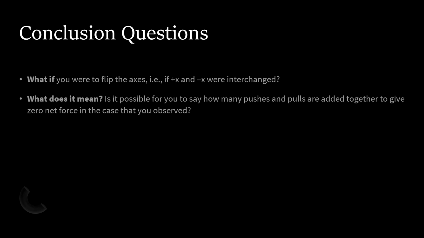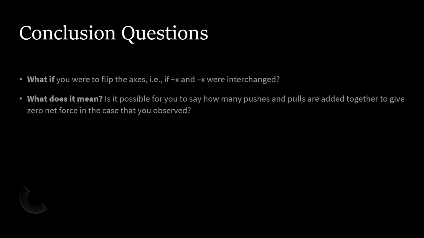And finally, we have some conclusion questions. First, what if you were to flip the axes, if positive x and negative x were interchanged? Since the marker was rolling to the left in the video, it was moving in the negative x direction, which led to the graph having a negative slope. If the positive x and negative x were interchanged, my graph would have had a positive slope, but still the same magnitude.